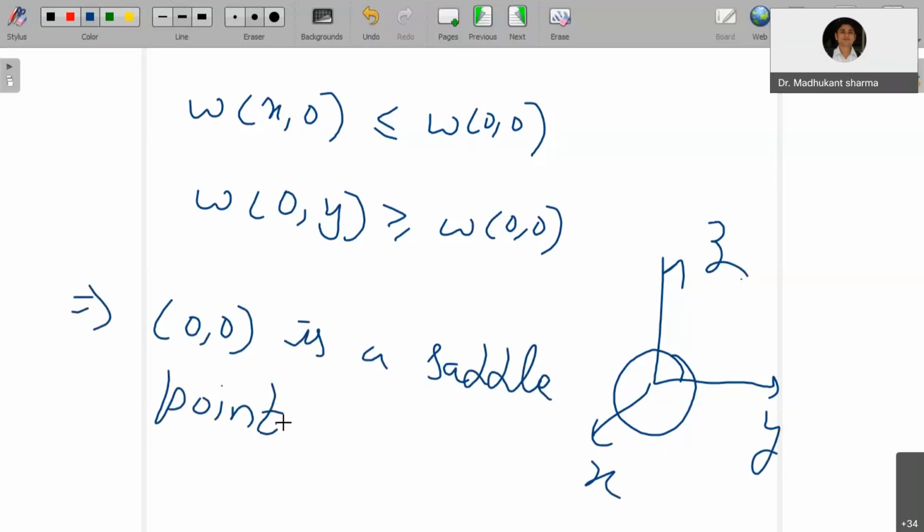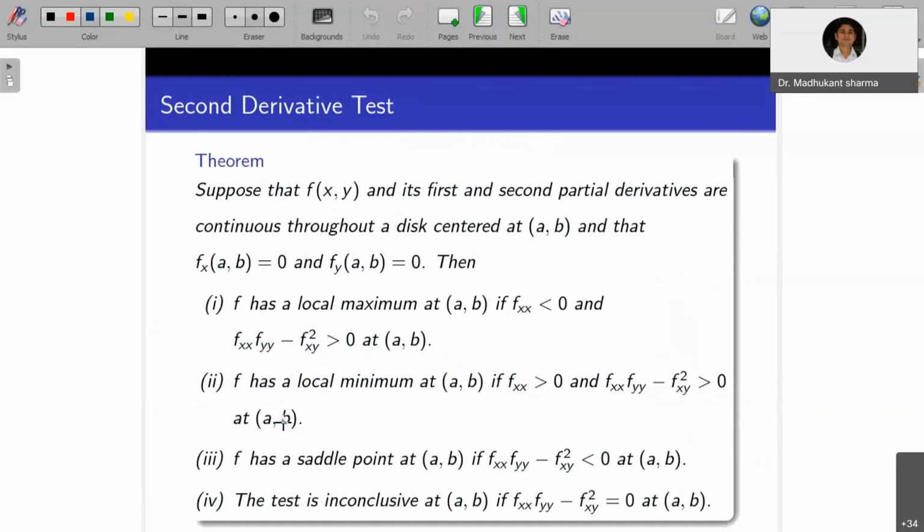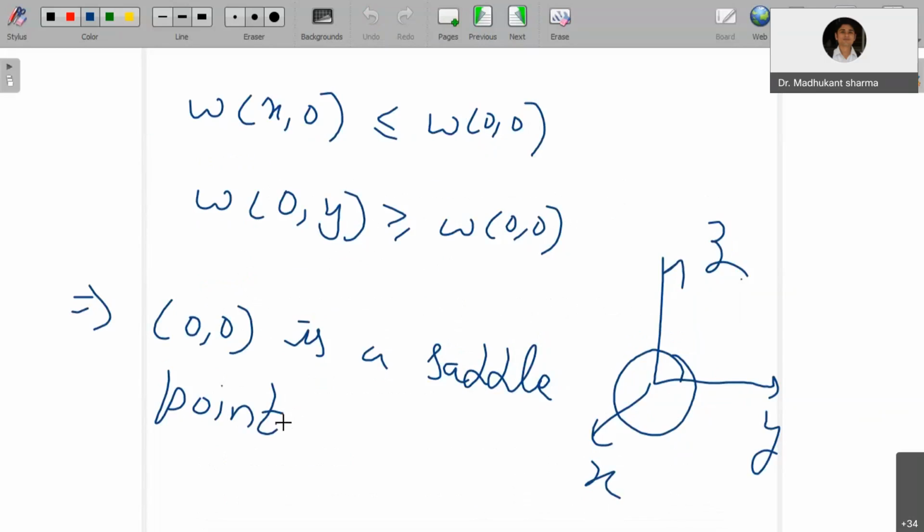Now, we have the second derivative test and some problems. We will look at them in the next session. If you have any doubt, you can ask.